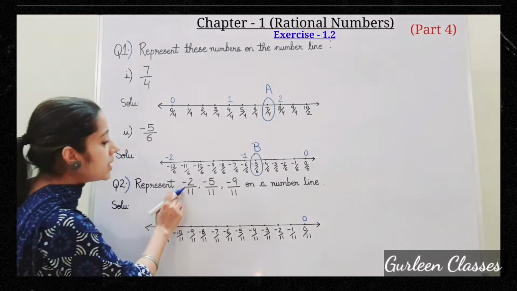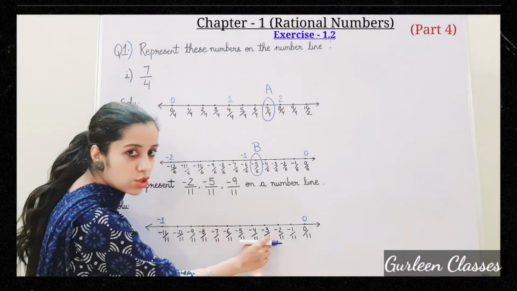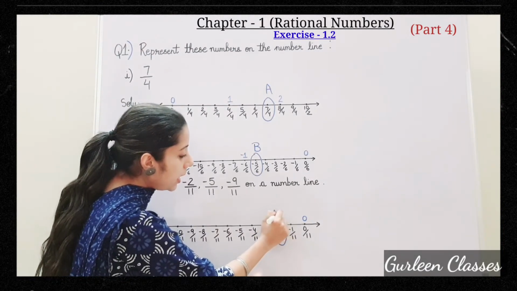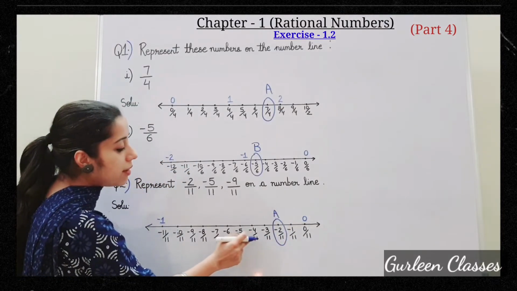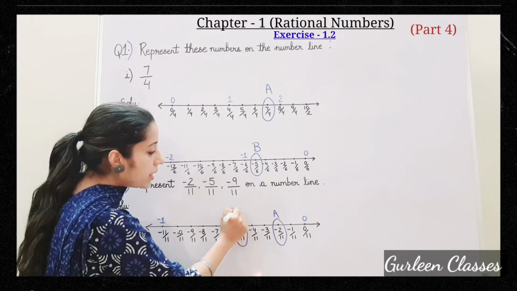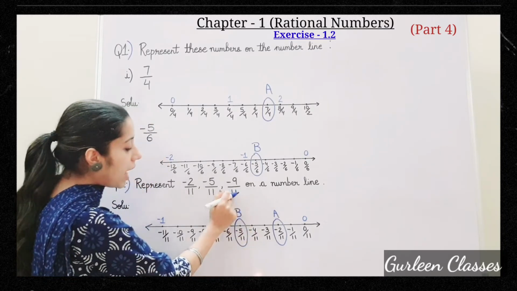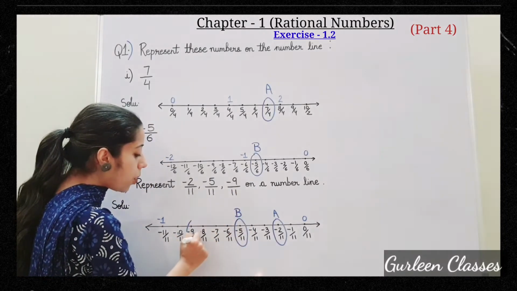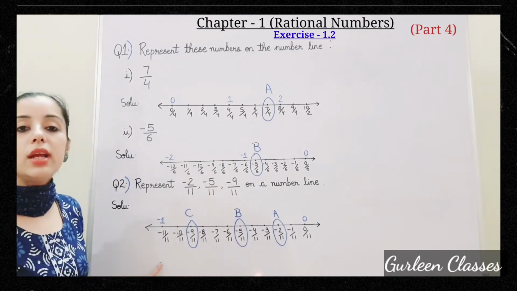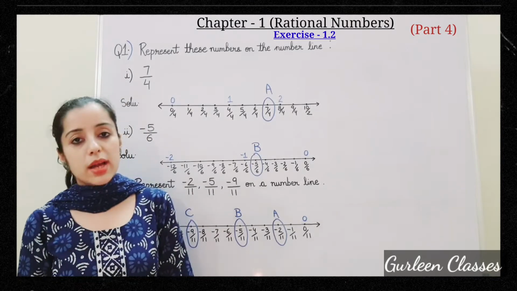First we have minus 2 upon 11. So minus 2 upon 11 is this. Let us circle it and write here A. Then minus 3 upon 11, minus 4 upon 11, then minus 5 upon 11 is B. Then we have to circle minus 9 upon 11, that is C. And students, minus 11 upon 11 will be minus 1.